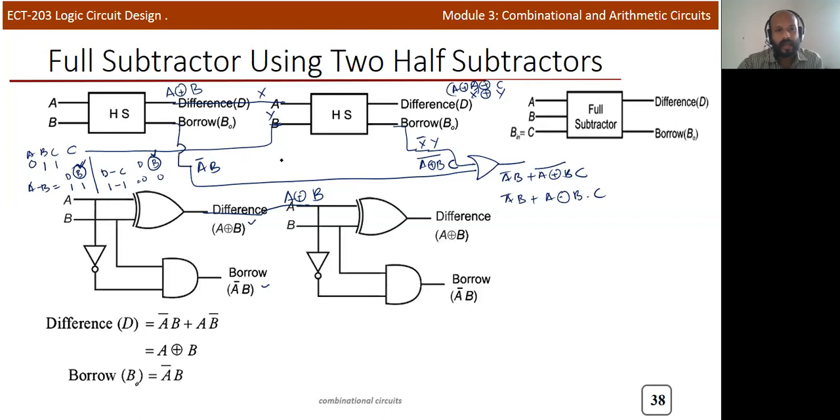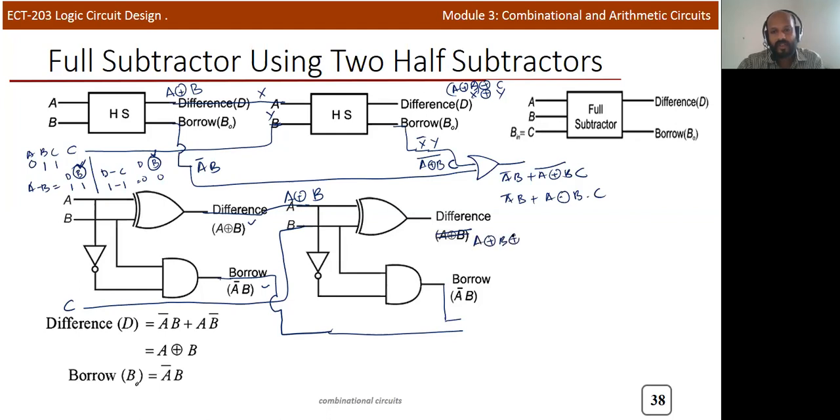And in the second case you need one more input, that is C. So C you need to connect here. And the two borrow outputs should be connected. In the second case it is not just A XOR B, it becomes A XOR B XOR C here. The two inputs are A XOR B and C. So you'll get it like this, A XOR B complement into C.